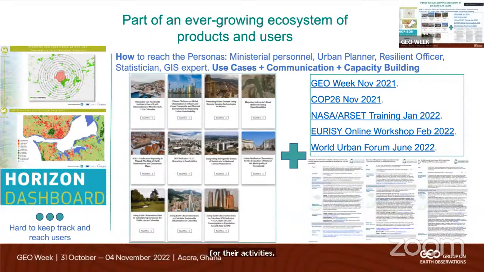So turning our eyes to the user, we have certain personas in mind in the toolkit, like ministerial personnel, urban planners, resilience officers, which is a growing trend, at least in the EU, statistical offices, and GIS experts. How are we reaching out to these personas? We have created the use cases I mentioned earlier, very detailed use cases, and we have put a lot of effort into communication and capacity building and technical workshops.